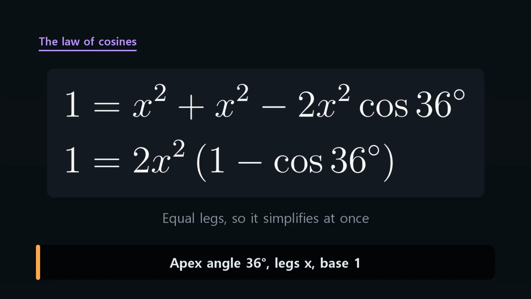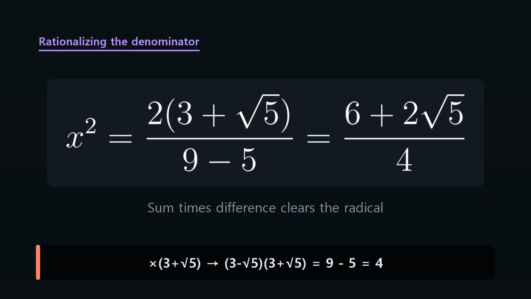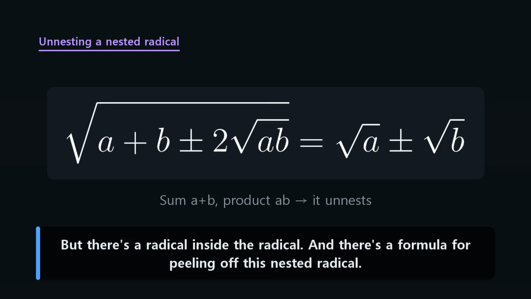alone. Set the base to 1 and call the 2 legs we want to know x. Our weapon is the law of cosines. Substitute the value of cosine 36 degrees and clean it up, and x squared is left standing alone. Now rationalize the denominator. Multiply top and bottom by 3 plus the square root of 5, and the denominator becomes a clean 4. But there's a radical inside the radical, and there's a formula for peeling off this nested radical.